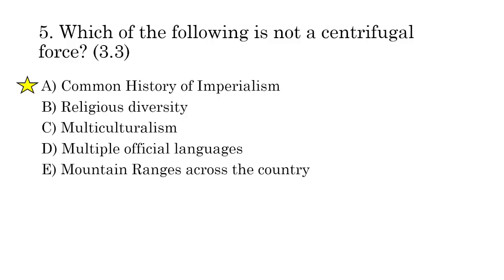B, religious diversity. That's diversity. It divides people. Multiculturalism, the coexistence of different cultures and they're maintaining their distinct cultural traits. That's divisive as well because they're going to be different. Same thing with D. That's multiple different official languages. That can make communication between different people hard because they speak different languages. And then E, that's a physical way to divide people, is with mountain ranges. So that A is the right answer here.